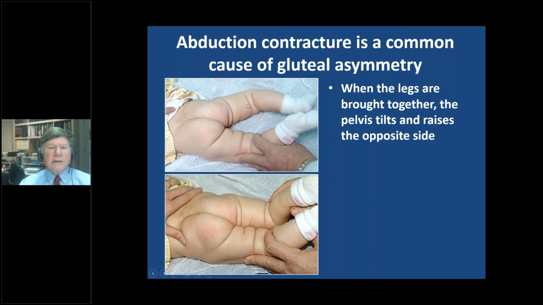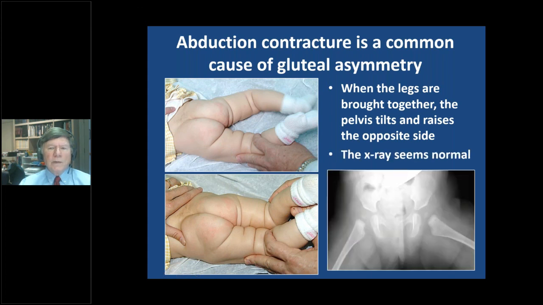So you can see this leg, the muscles on this side are tight, so when you bring the legs together, it shifts the pelvis upward and creates asymmetrical gluteal folds. This X-ray can be taken, and it seems to be normal. Both hips are reduced.